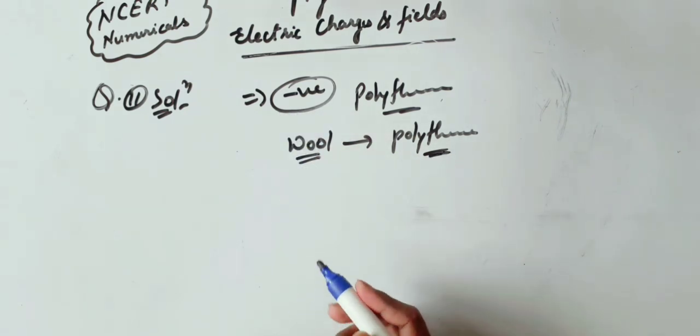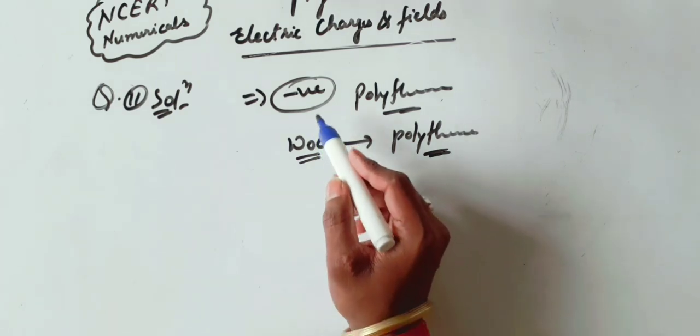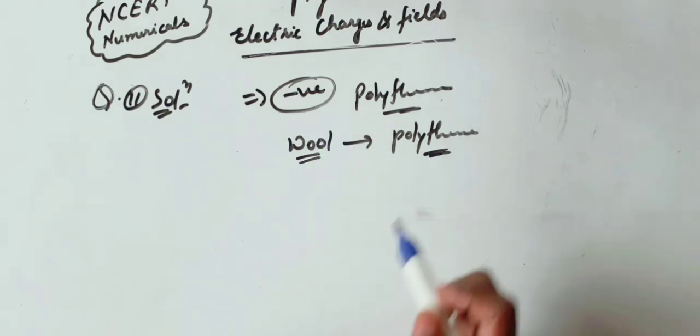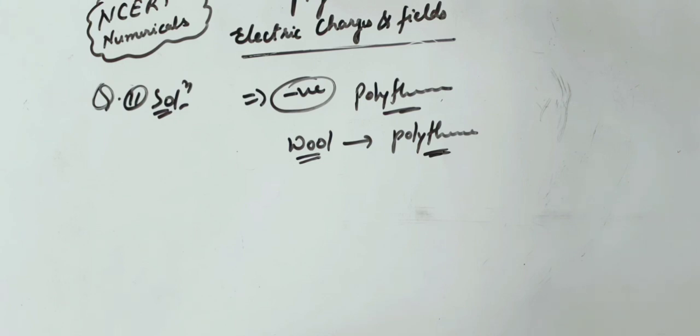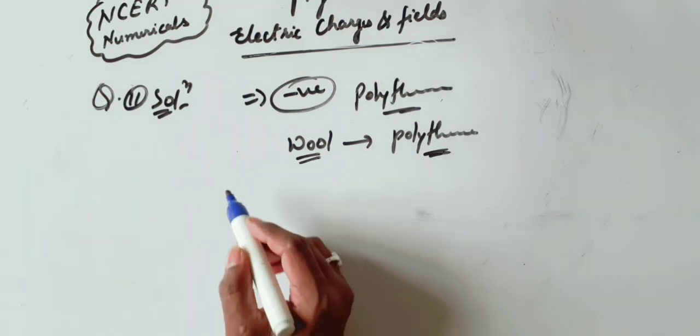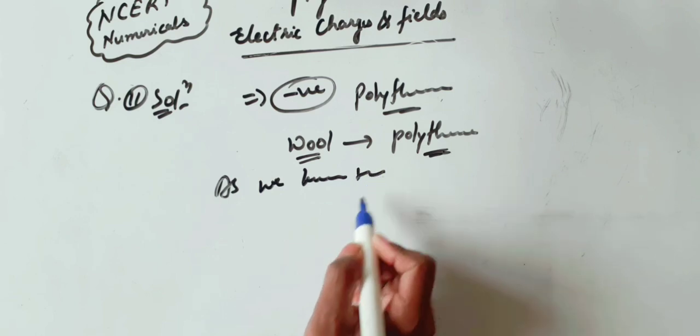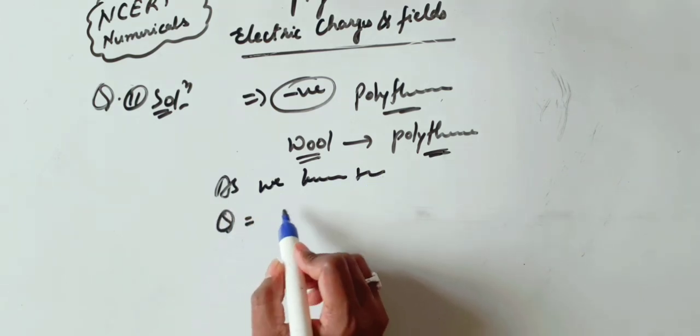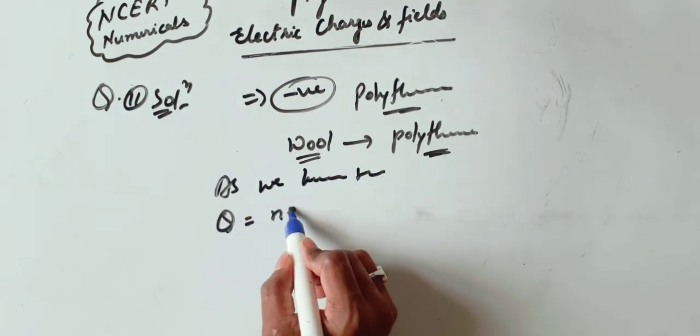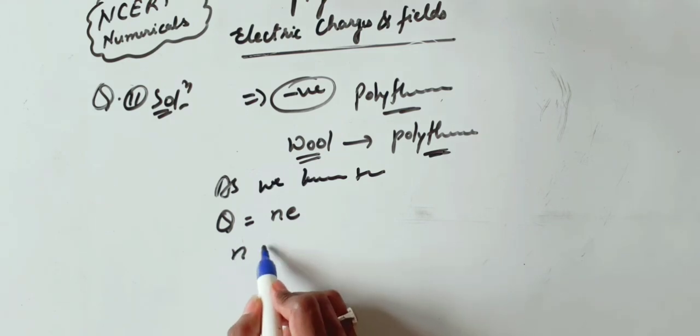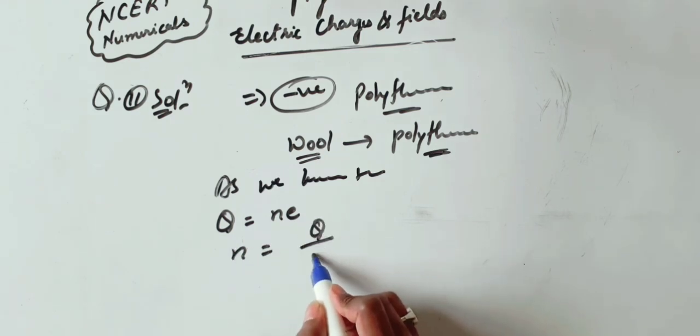So we can say that the electron will transfer from wool to polythene, because positive charge cannot transfer from one body to another. Now we will find the number of transferred electrons. As we know, according to quantization of charge, Q is equal to N E. So here N will be equal to Q upon E.